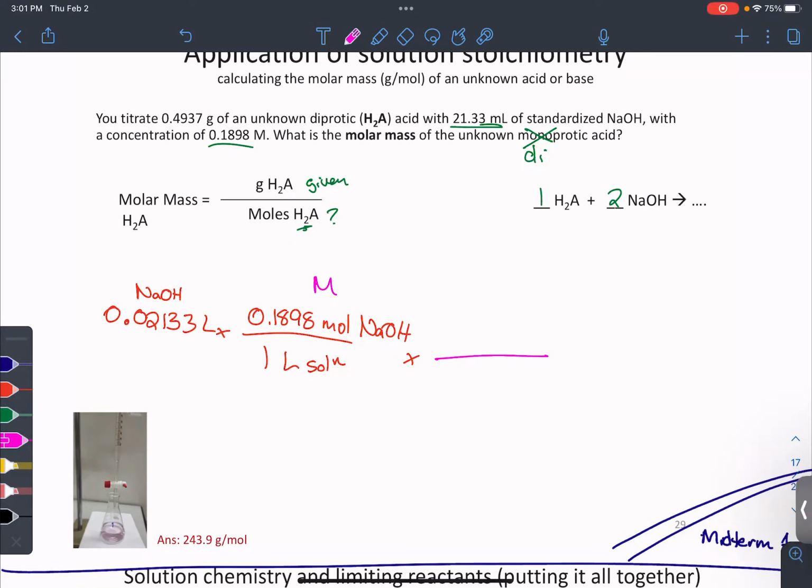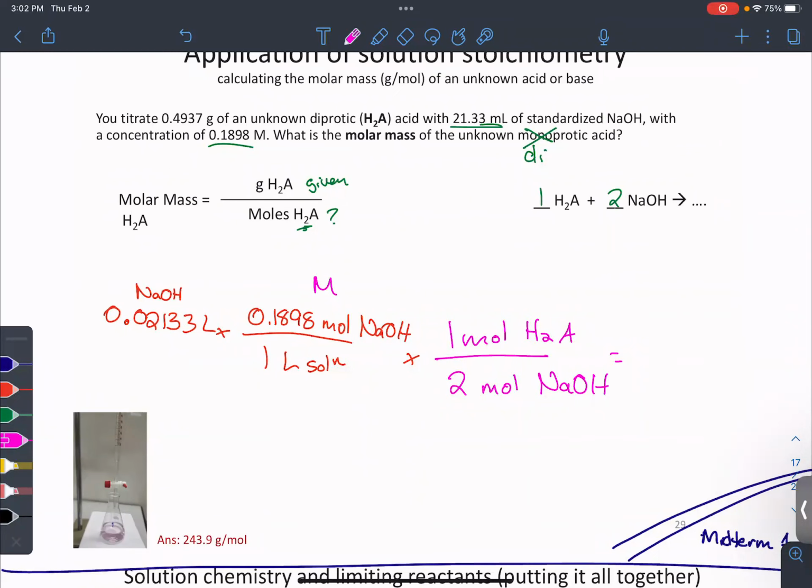Sometimes I hear both and I get scared. 2 moles of sodium hydroxide, 1 mole of the diprotic acid. So we see that the mole amount of acid is half that of in the previous question, where it was just a 1-to-1. And so, okay, what's my answer?